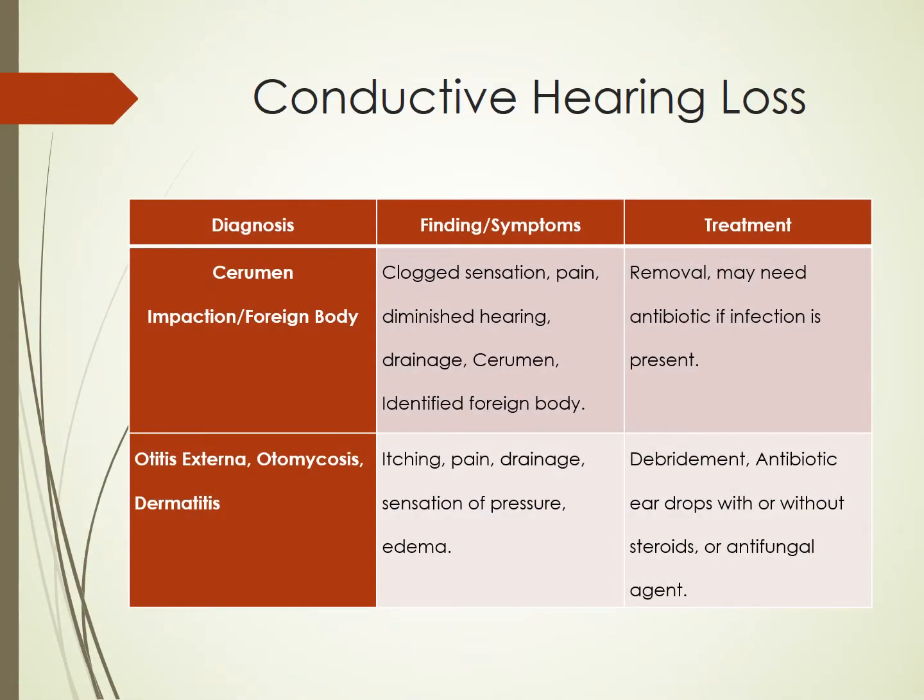A conductive hearing loss can be due to external ear conditions that block the transmission of sound to the middle ear. The potential structures that can be involved in a conductive hearing loss can encompass the external ear canal, tympanic membrane, or the middle ear space. As you can see from the table, cerumen impaction or a foreign body can obviously create a conductive hearing loss. These simply need to be debrided under binocular microscopy. In addition, otitis externa, otomycosis, and dermatitis can also cause a conductive hearing loss, and these again need to be debrided under binocular microscopy and treated appropriately with antibiotic with or without steroids, as well as an antifungal agent.